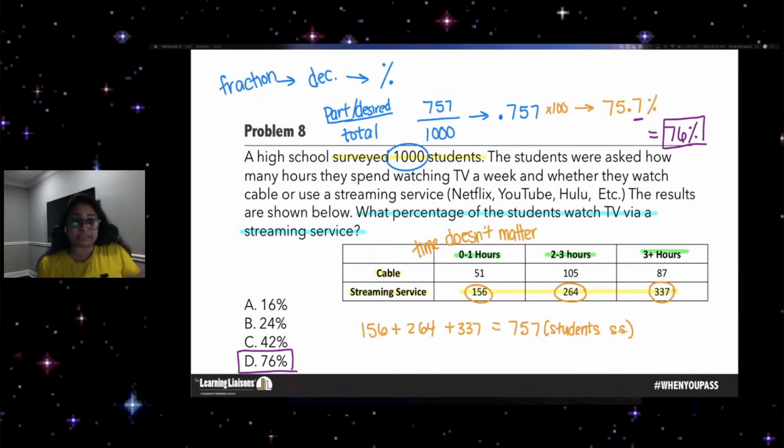So the time doesn't matter. I'm going to say it one more time. The time doesn't matter in this case because they didn't specifically say that it was streaming services. What percentage of the students watch TV via streaming services for 2 to 3 hours or 0 to 1 hours or 3+ hours? They weren't specific, so we have to include everybody.